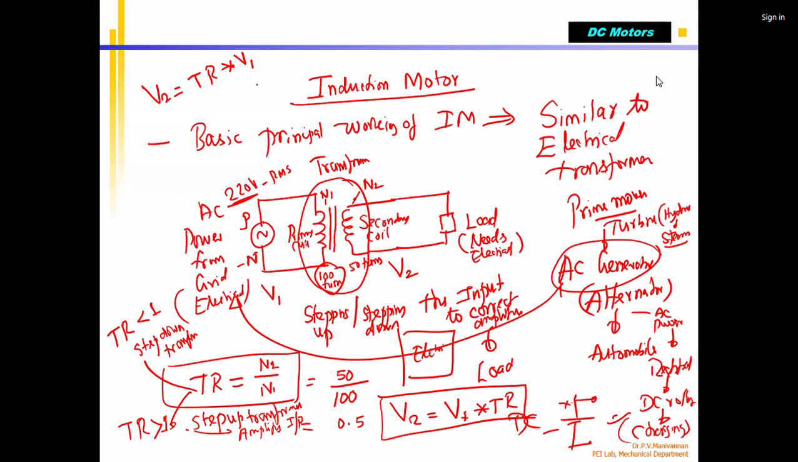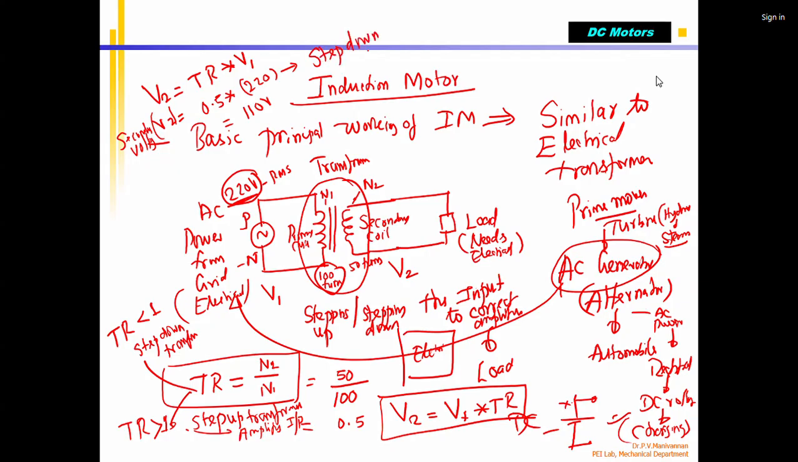Now, the input voltage here is 220 volts. I am giving an input voltage of 220, multiplied by the transformer ratio for this transformer, which is 0.5. So I get V2, the secondary coil voltage, which is going to be 110 volts. So what is this transformer? It is called a step down transformer.